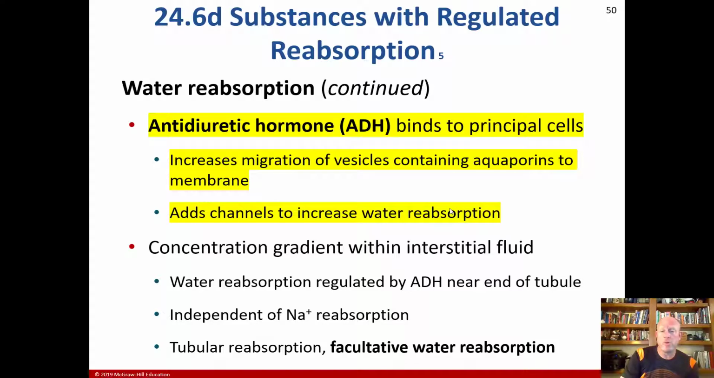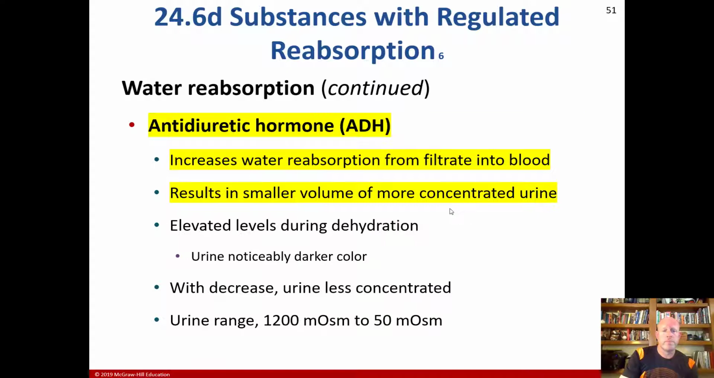ADH, the antidiuretic hormone: understand how it increases migration of vesicles containing aquaporins, the involvement of aquaporins, and how it adds channels to increase water reabsorption specifically. Furthermore, it increases water reabsorption from the filtrate into the blood, resulting in a smaller volume of more concentrated urine. There's at least one multiple choice question related to that, and some categorization of involvement of ADH.